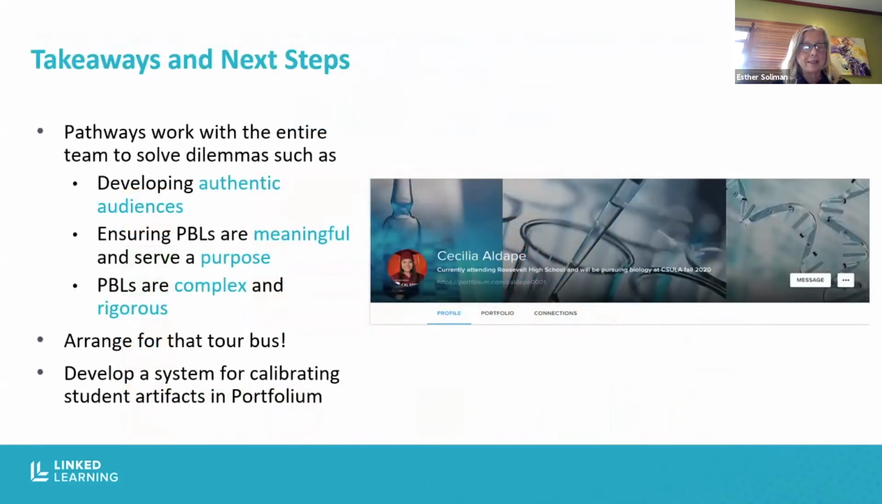So what are our next steps? I think our Link Learning director and coaches would agree that we will continue to work with our pathways, providing them with tools and opportunities to deepen the rigor and to ensure they have authentic audiences and authentic work-based learning embedded in the PBL.